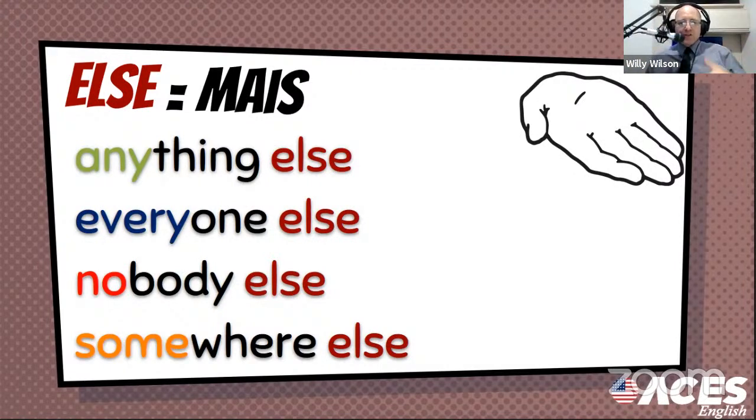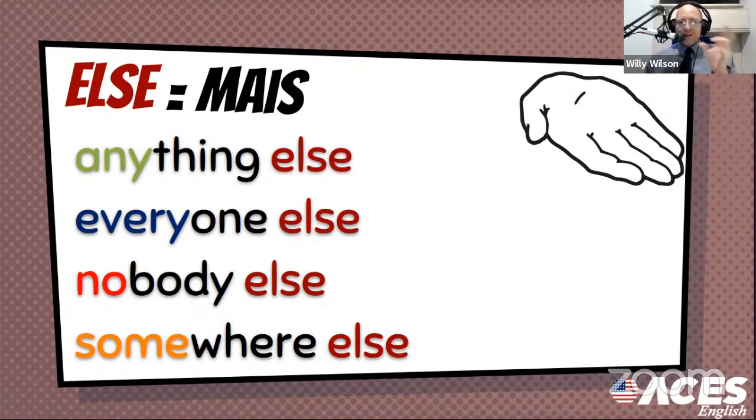Okay, so everyone else, todo mundo, mais todo mundo, todos, ou seja, todas as outras pessoas. So I am unhappy. Everyone else is happy. Eu estou infeliz. Todas as outras pessoas estão felizes. Everyone else. Nobody else. Mais ninguém. Nobody else is here. Mais ninguém está aqui. Somewhere else. She's not here. She's somewhere else. Ela não está aqui. Ela está em algum outro lugar.